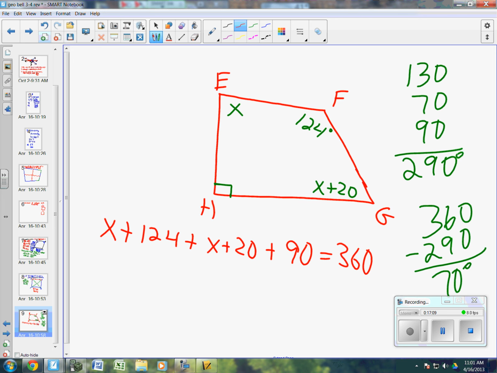Now, how do you solve an equation like this? On the left side, you have to combine like terms. Which terms are alike? X and X are alike, right? What's X plus X? 2X. What else is alike? 124, 20, and 90. Those are alike. What's 124, 20, and 90? 234.